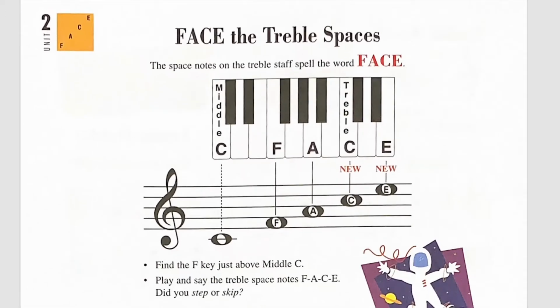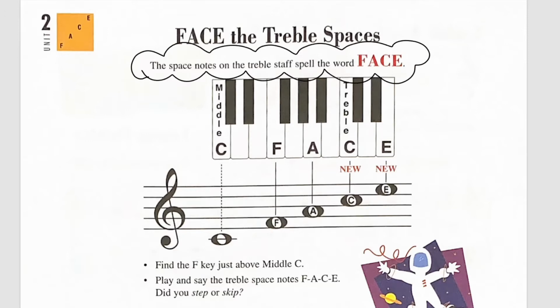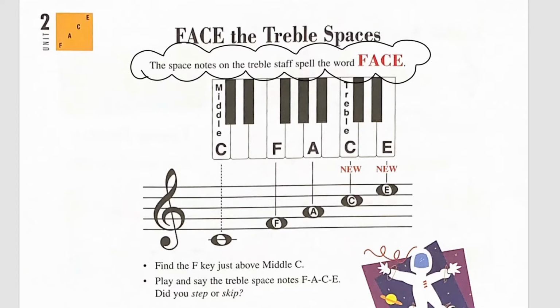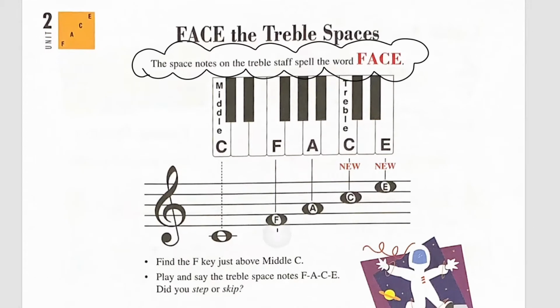What you're looking at here is a handy tool to help you know what the space notes are on the treble clef. The space notes in the treble staff spell the word FACE. It's that simple. Remember, we count our treble staff spaces from the bottom up. And the first space note on the treble staff is F.